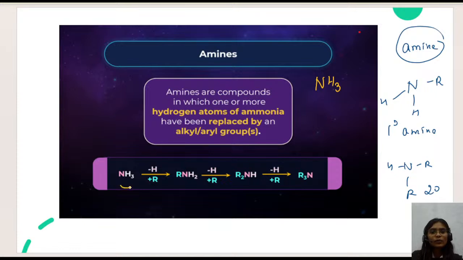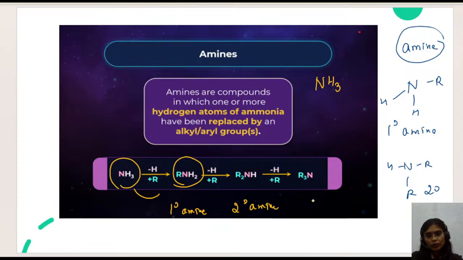If you observe the ammonia, if one hydrogen is replaced by R, it becomes a primary amine. When the second hydrogen is also replaced, it becomes a secondary amine. If all three hydrogens are replaced, it becomes a tertiary amine. So this is normally what an amine is.